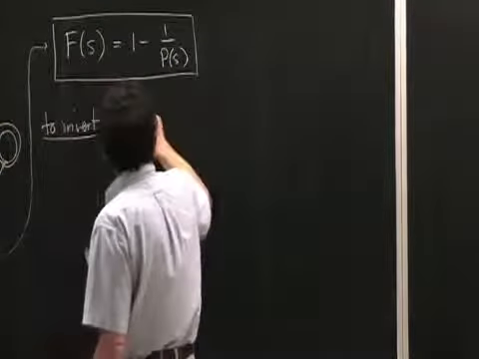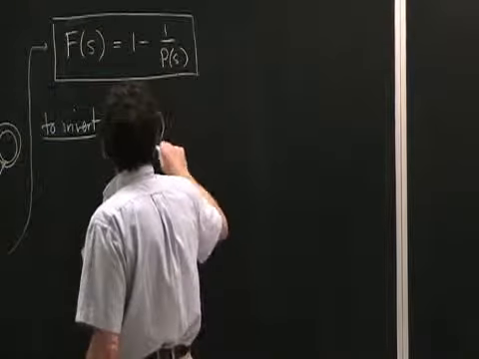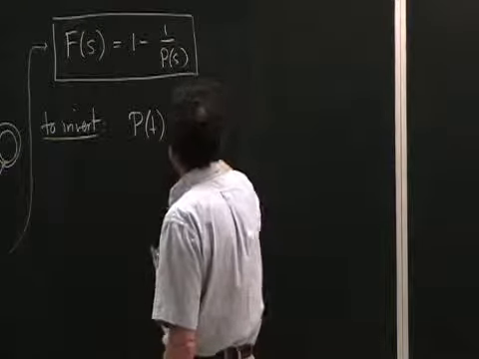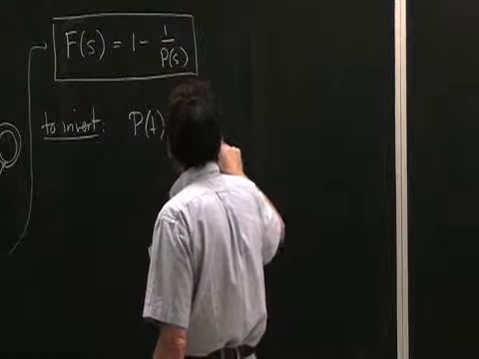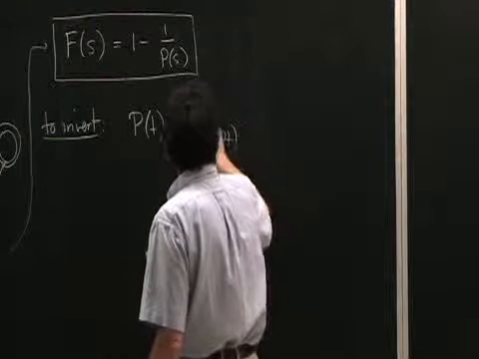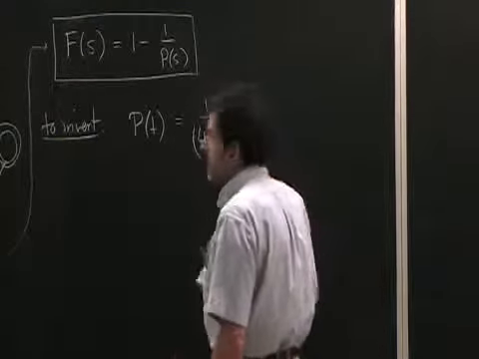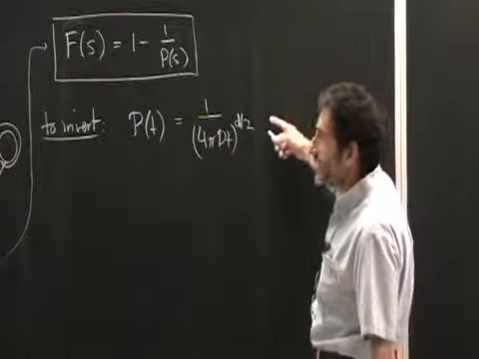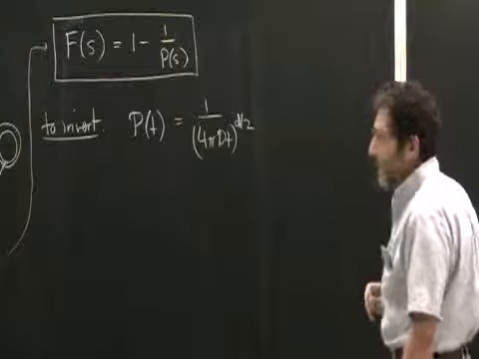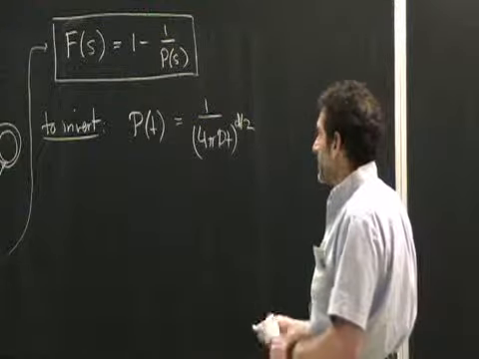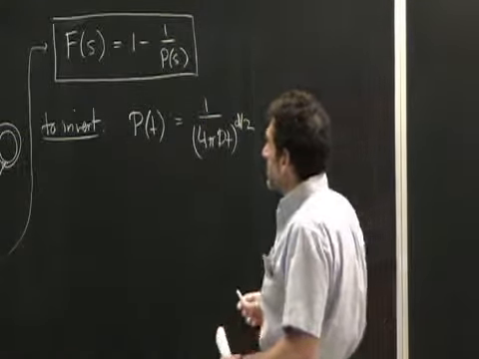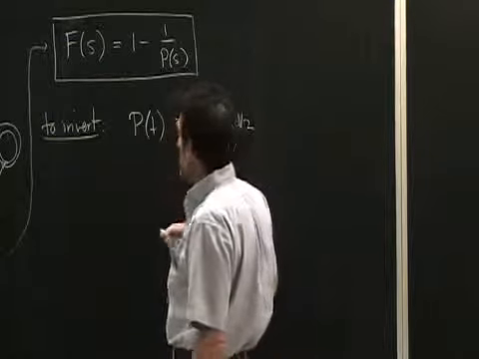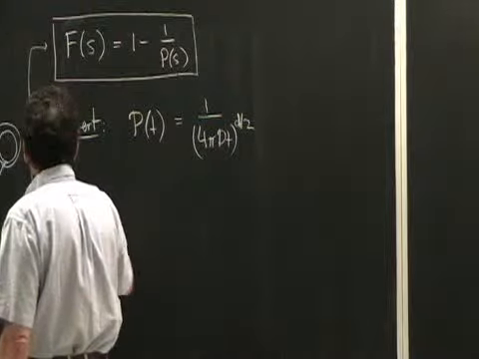So first thing, let me write what P of t is. The occupation probability is nothing more than 1 over 4 pi D t to the power d over 2. We're looking at occupation at the origin, so we don't write the exponential, because it's e to the minus 0, which is 1. So that's the exact answer for the occupation probability. So what we want to first do is compute the Laplace transform of this. So let's compute P of s.